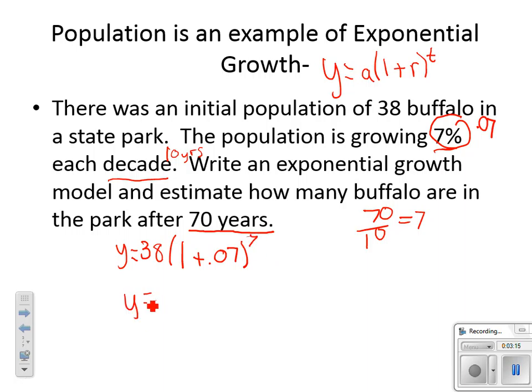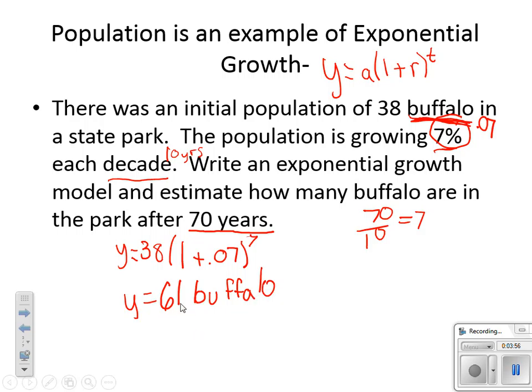So let's type that into our calculators, and we would type 38 times the parentheses 1 plus 0.07 parentheses caret 7, and we would get an answer of 61.01, and then the decimals would keep going. So remember, these are real-life examples, and we're talking about buffalo. We can't have a 0.01 part of a buffalo, so when we're looking at our answer, we need to round to the whole number, which would be 61, and then always remember to include your labels.